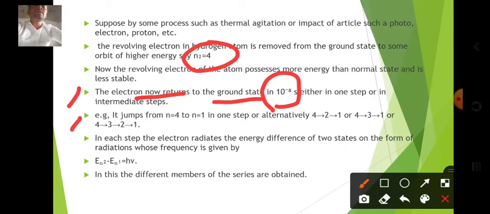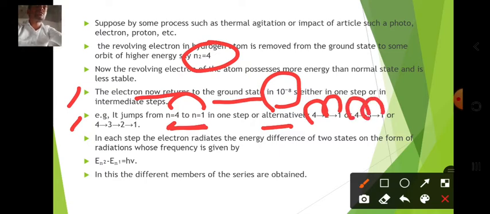For example, it jumps from n=4 to n=1. It may come directly from the fourth state to the first state in a single step only, or alternatively it may jump to the second state and then from the second to the first state like this, or it may jump fourth to third, third to first, or fourth to third, third to second, second to first.